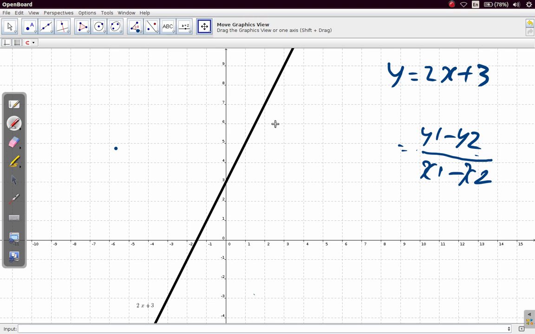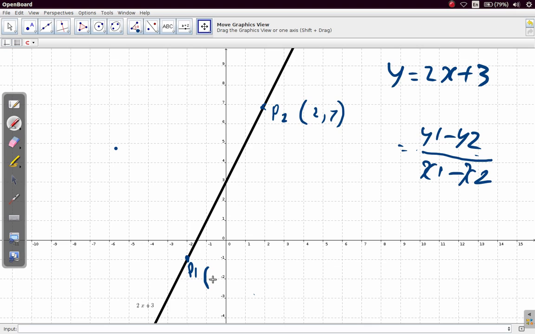Suppose we consider this point to be point 2, and it is at (2, 7). It's above x equals 2 and beside y equals 7. Let's not choose (0, 0) this time. Let's choose this point. This is point 1.